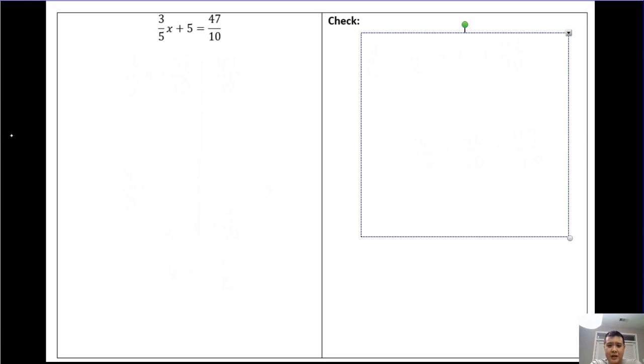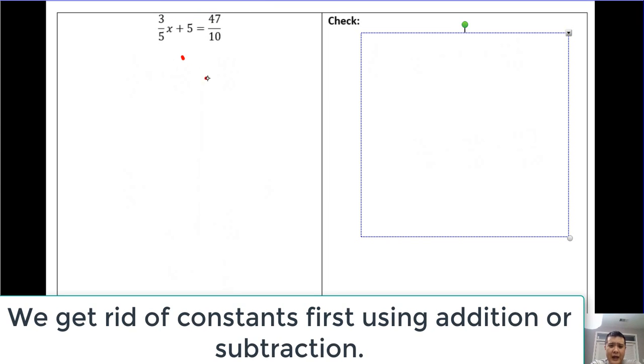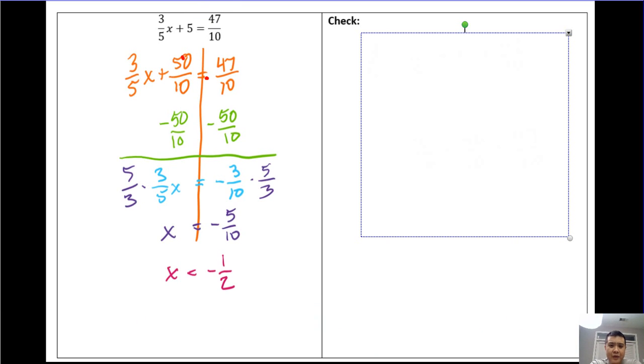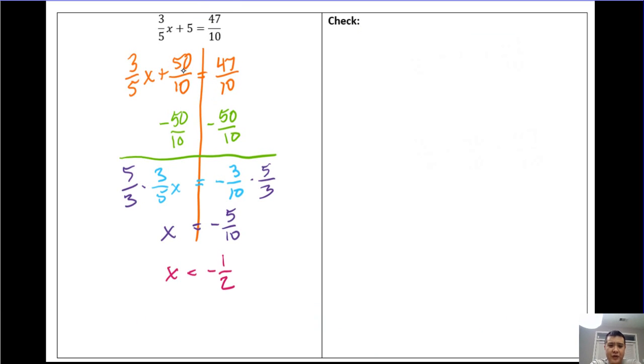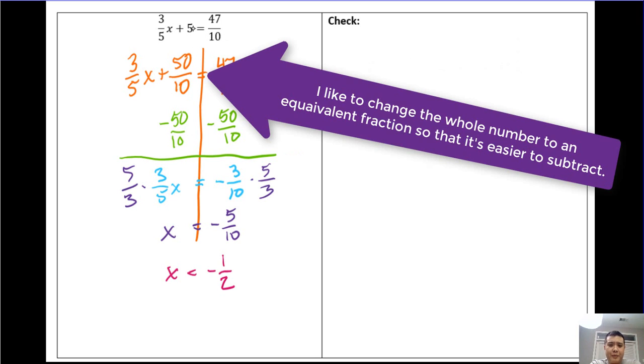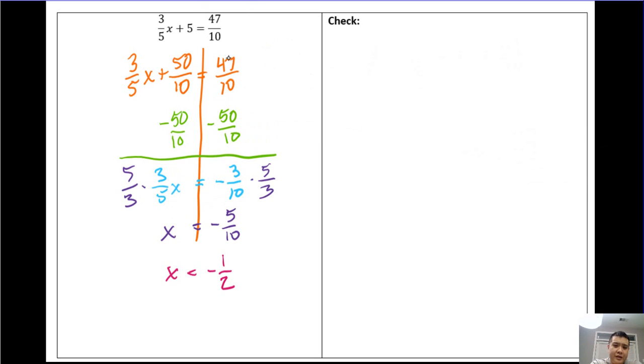Follow those same steps and try this one out on your own. We are going to get rid of our constant, which is this plus 5, first by subtracting 5 from both sides. Now, we change this first into 50 over 10 so that we can get common denominators, so it's easier for us to subtract on both sides. We have a denominator of 10 on this side, so we have multiplied this 5 by 10 over 10. That gets us 47 minus 50 is negative 3, so negative 3 over 10.